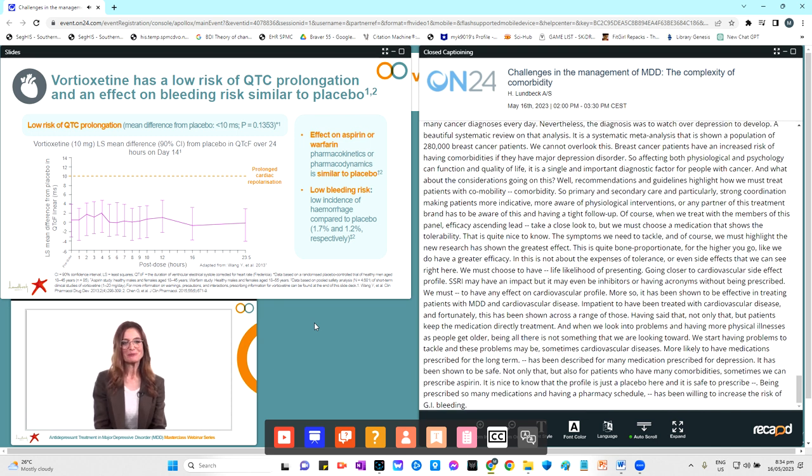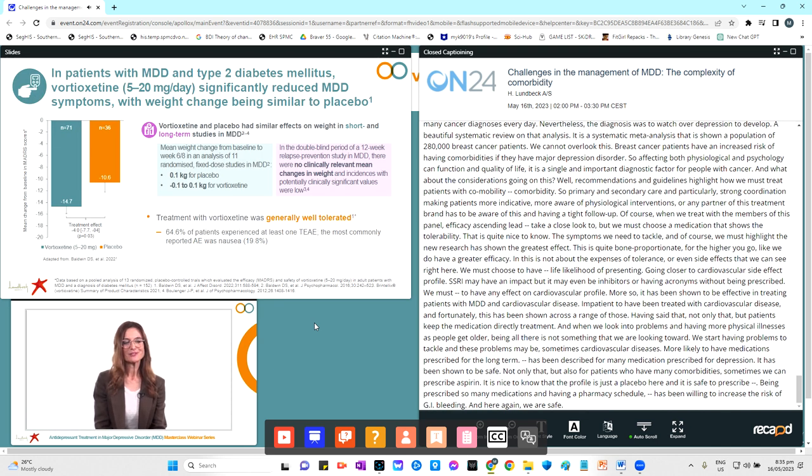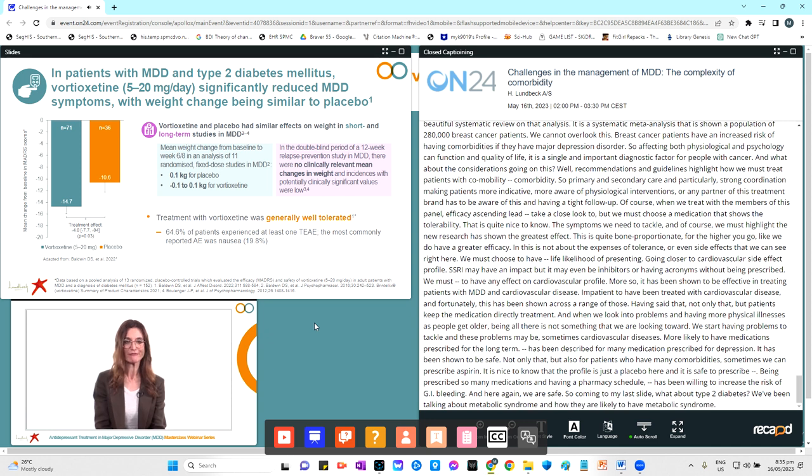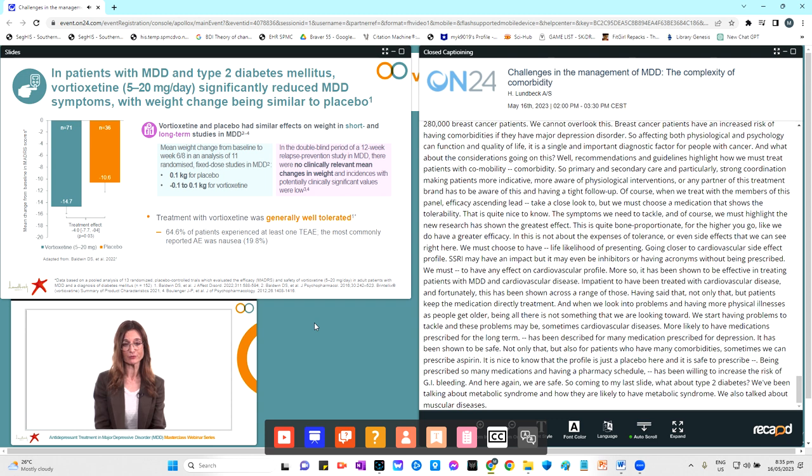So coming to my last slide, what about MDD and type 2 diabetes? We've been talking about metabolic syndrome, and type 2 diabetes patients are more likely to have metabolic syndrome. They're also more likely to have cardiovascular diseases. So these patients need to be effectively treated for depression without having a burden on their weight.